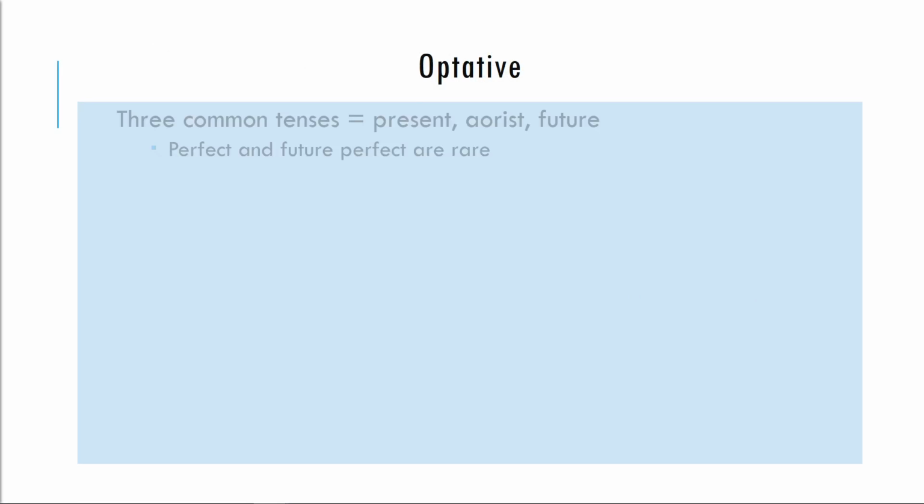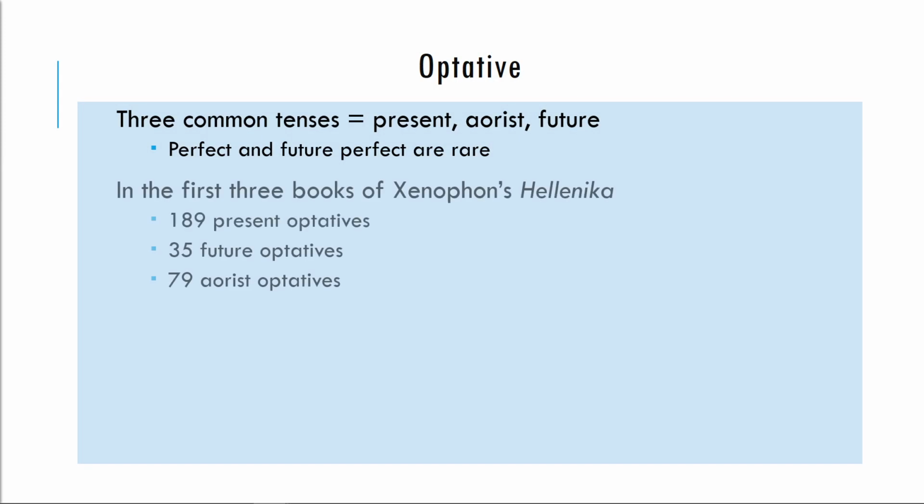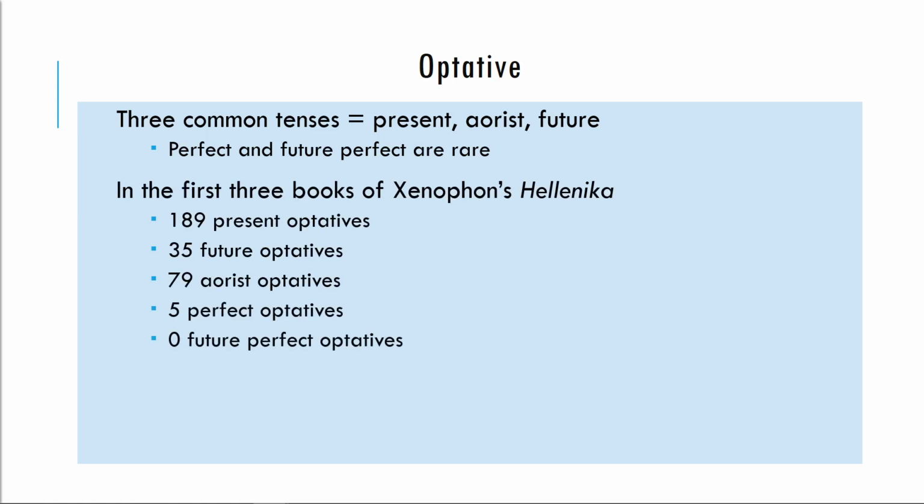Likewise, the optative also has three common tenses: present, aorist, and future. Perfect and future perfect are very, very rare. But even then, what do you see most of all? You mostly see presents. You see a fair number of aorists and just some futures. Perfects and future perfects, almost never.